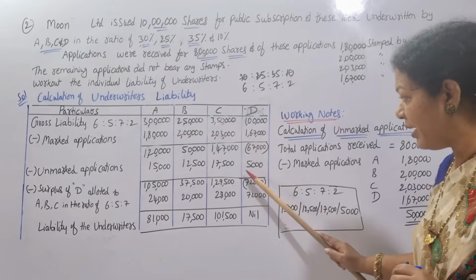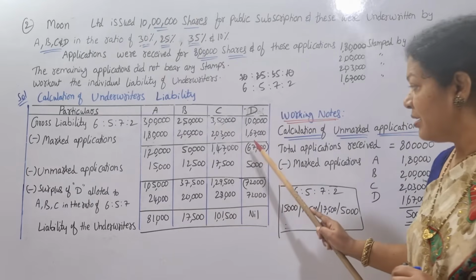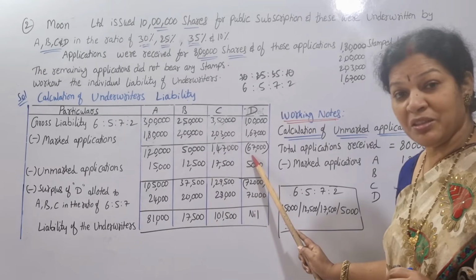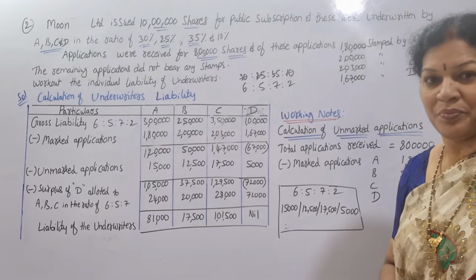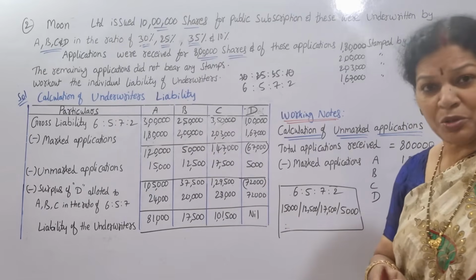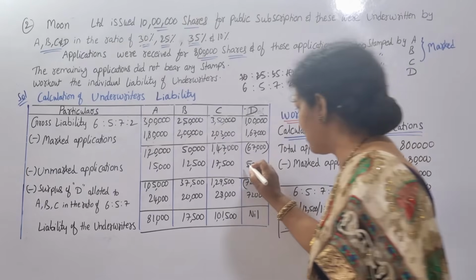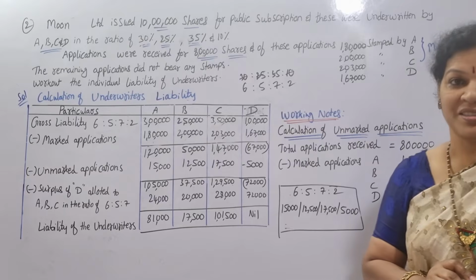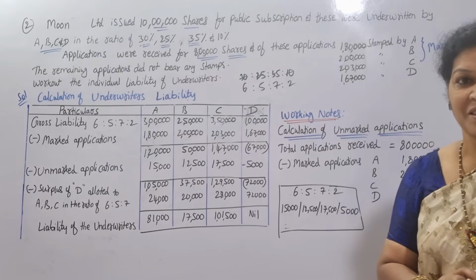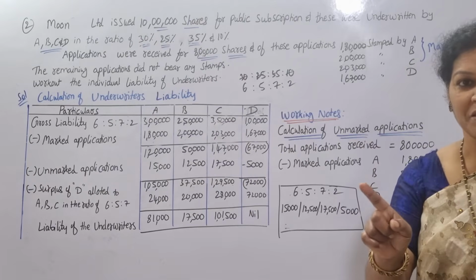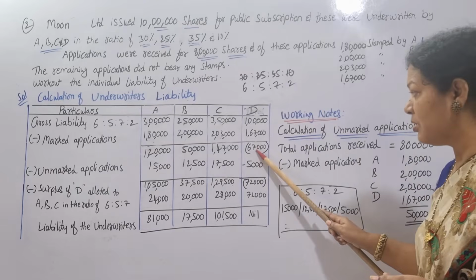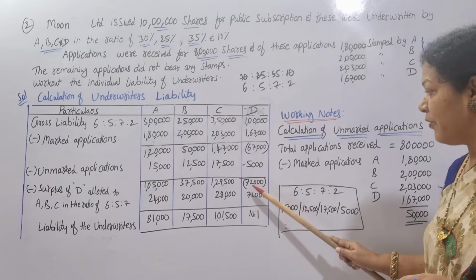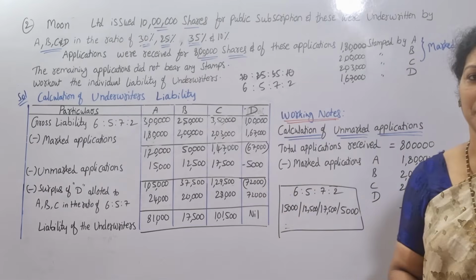Now be careful at this point. 67,000 minus 5,000. 67,000 is a minus value here, and 5,000 is also minus, and you are deducting. Minus into minus comes to plus. You know, minus into minus comes to plus. So 67,000 and 5,000 we are adding. If we add, you are getting 72,000.